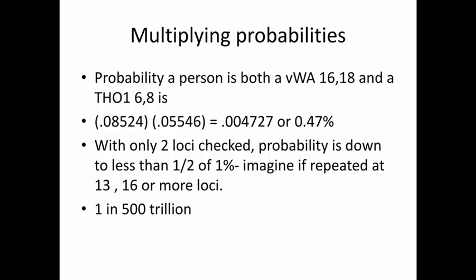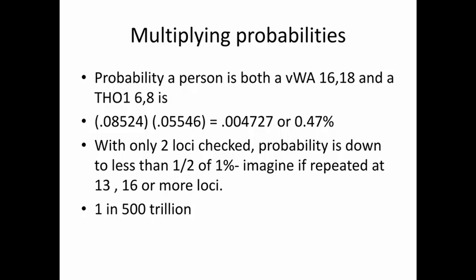So again, you're multiplying those two probabilities together. So even if we've only looked at a person at two different locations on their DNA, when we multiply those two together, we've already gotten down to 0.0047, or 0.47% of the people would be both a VWA 16-18 and a THO1 6-8. So we've only checked two locations, and already we're down to less than 0.5%. So if the FBI repeats it at 13, 16, or 24 different locations, they're able to get numbers like the probability after they finish checking 24 different locations on the DNA is 1 in 500 trillion that anybody else would have the same genetic pattern throughout their entire 24 locations that we're checking.